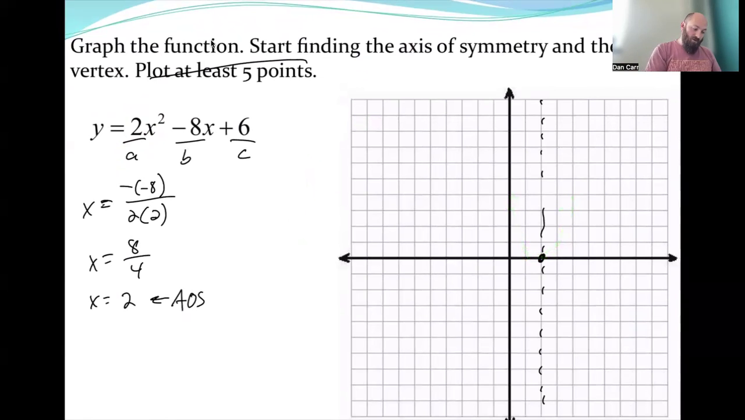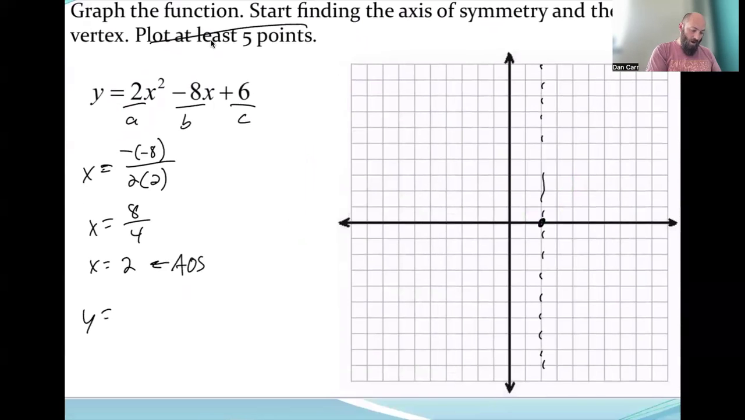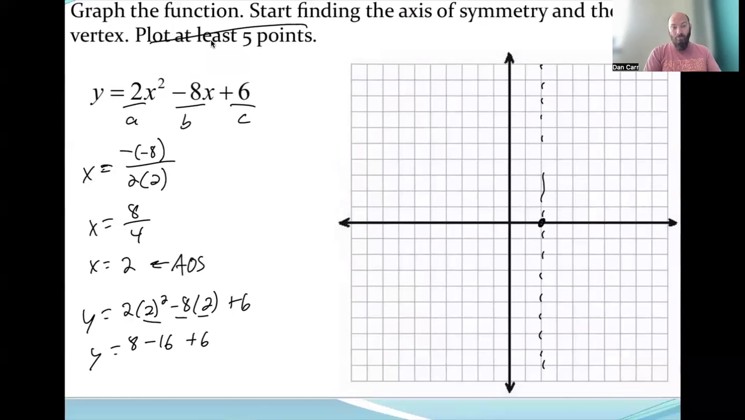Okay. So now I can find the rest of my vertex by doing y is equal to 2 times 2 squared minus 8 times 2 plus 6. So 2 squared is 4, times 2 is 8. -8 times 2 is -16, and then +6 here. I add all these up, that's -8 plus 6 is -2. So my vertex is at the point 2, -2. So I'll plot that right there.